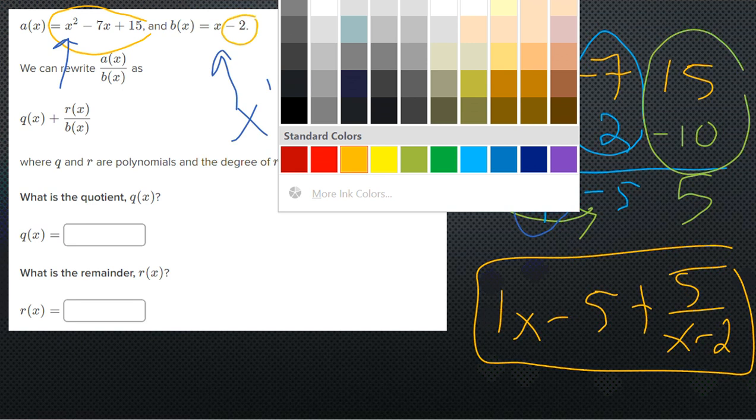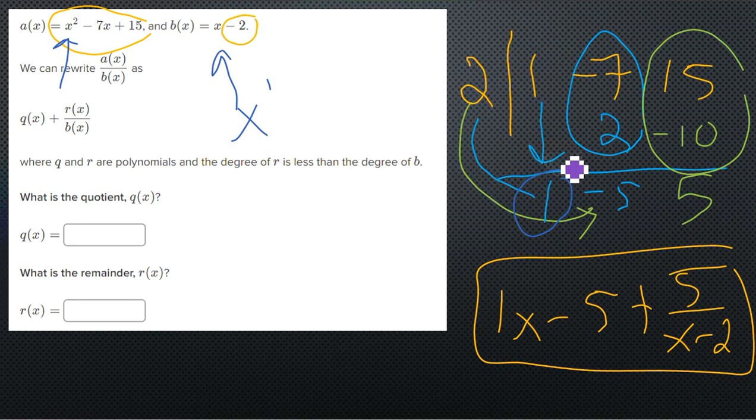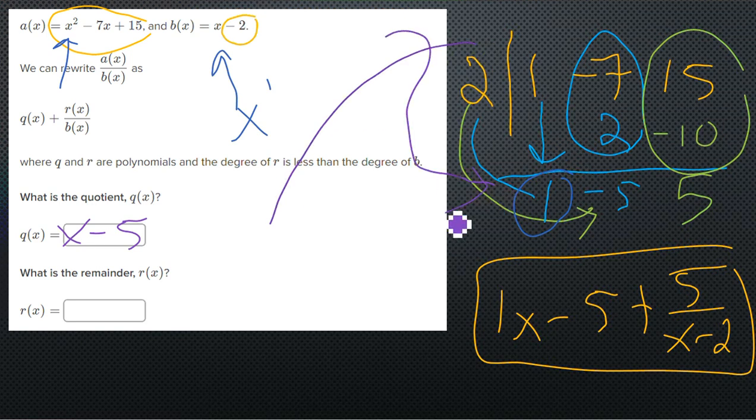If you were on Khan Academy, where it splits up the two parts, you would write x minus 5 as your quotient, because that's the part up here. I was thinking long division there. And then your remainder is just 5. Now, a lot of times you're not going to put this in, but the remainder really should be written over the divisor, x minus 2.